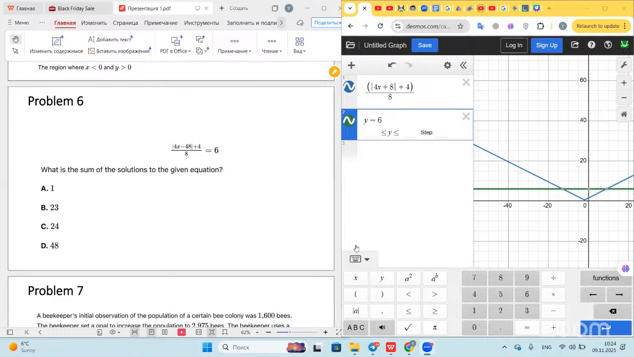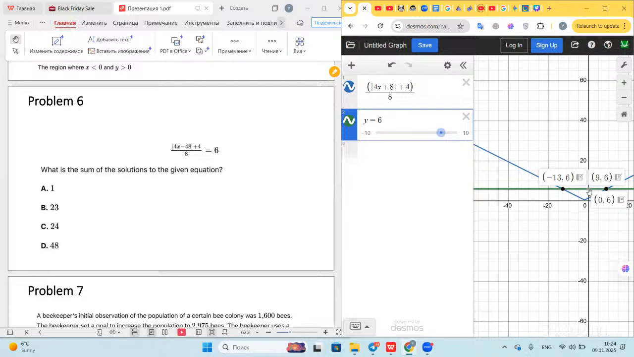So you can see here the intersection points, guys. This point and this point. Two intersection points, and you should pay attention only to the x coordinates, -3 and 9. If you add -3 to 9, you will get 6.